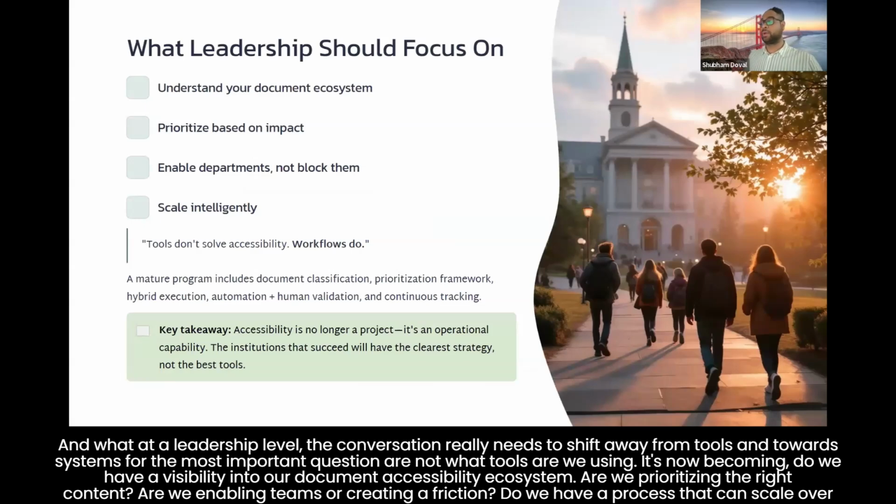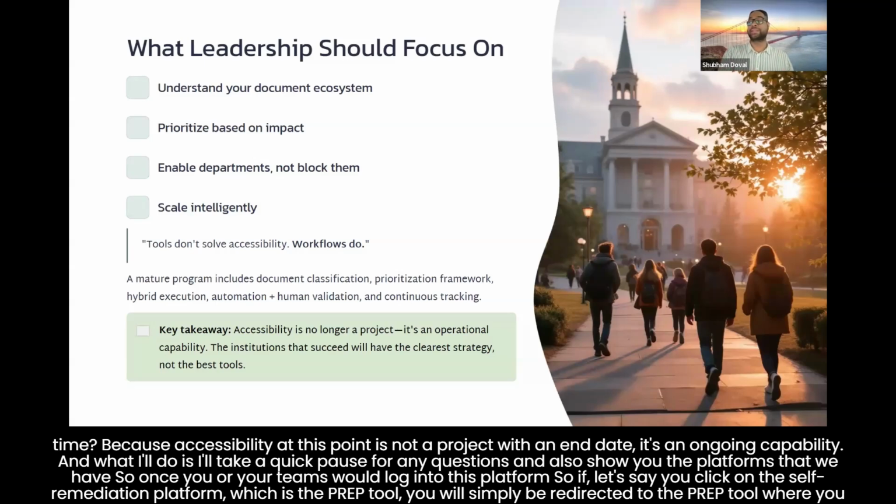At a leadership level, the conversation really needs to shift away from tools and towards systems. So the most important question is not what tools are we using. It's now becoming, do we have visibility into our document accessibility ecosystem? Are we prioritizing the right content? Are we enabling teams without creating friction? Do we have a process that can scale over time? Because accessibility at this point is not a project with an end date, it's an ongoing capability.